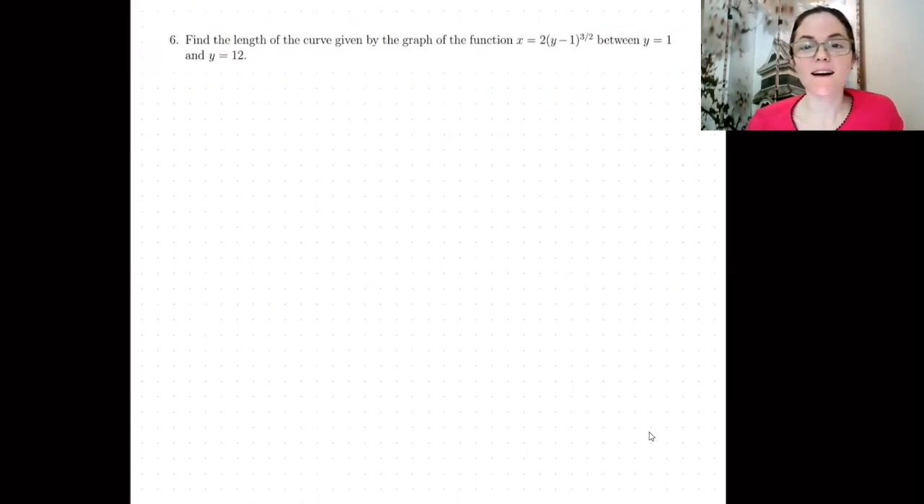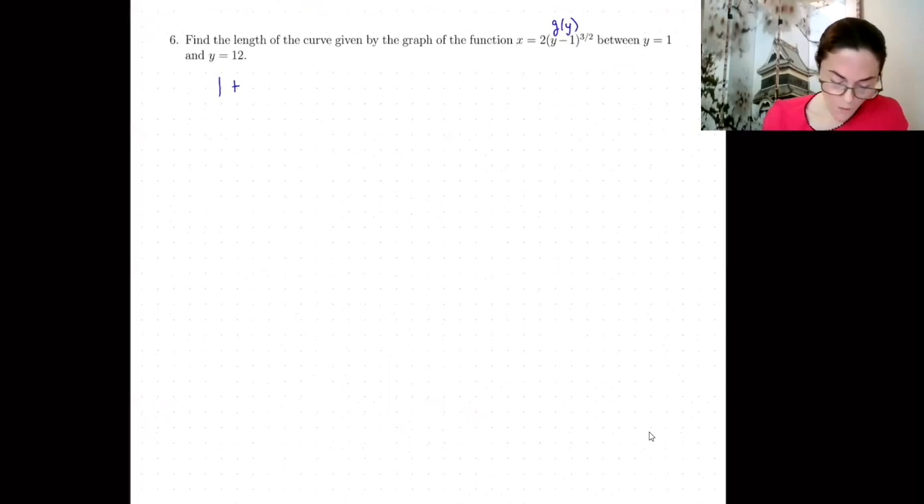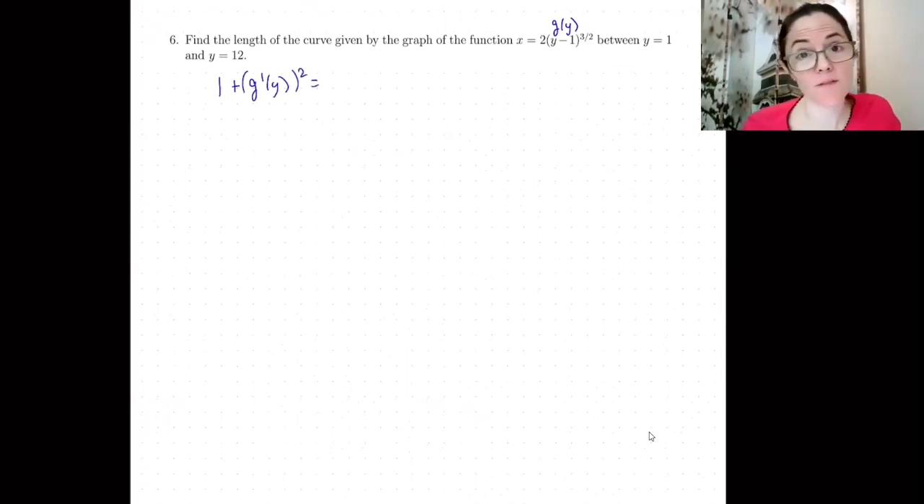Number 6 is arc length. What we want to do here is begin with 1 plus, so I've got to give this a function. Say I call this g of y. Now we have x as a function of y here. It's fine. Nothing has changed. We can work with it this way. So what we want is 1 plus the derivative squared. And I simplify. And then once this is simplified, I put this under a square root and integrate.